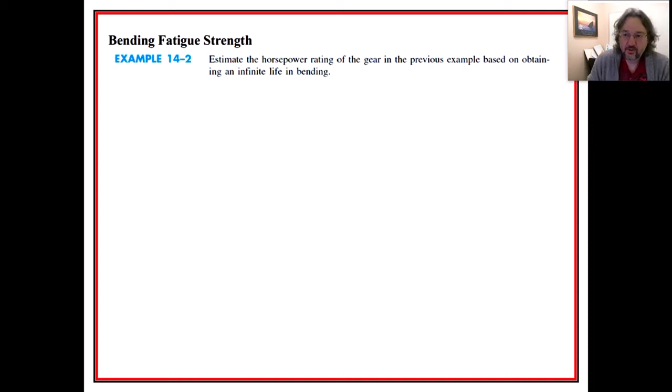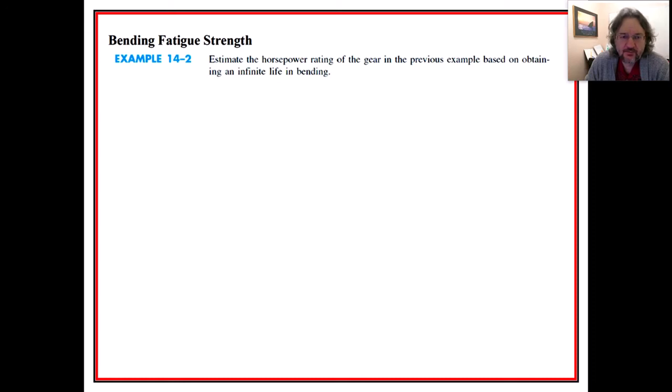Okay, so continue on with class 7. This is example 14.2 out of Shigley. Now, this is where I'm going to vary my instructions to you from what Shigley has in it, because I don't like the method by which they've done something here. I want to keep it more consistent with what we learned in chapter 6.